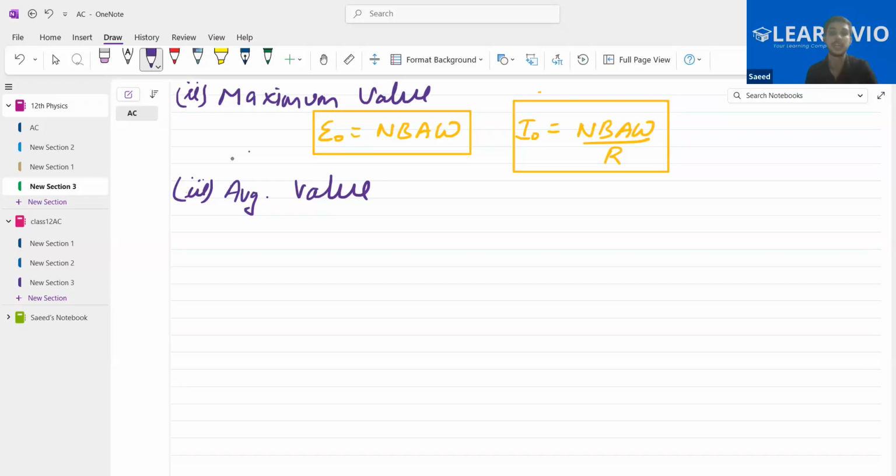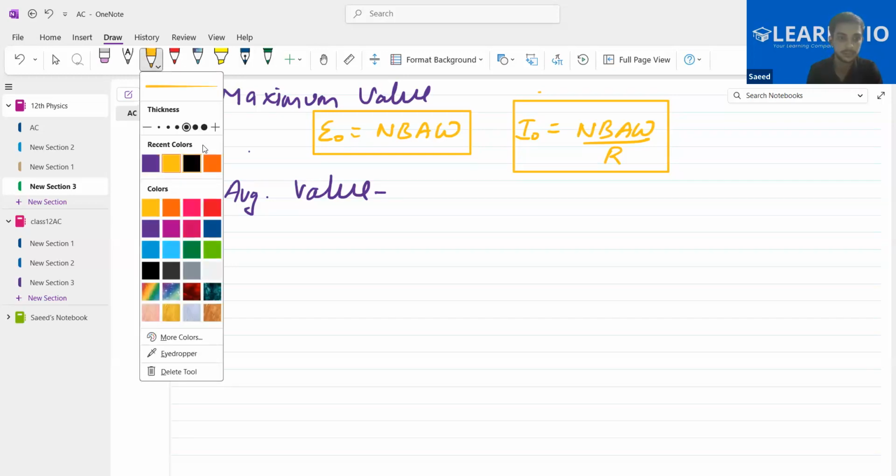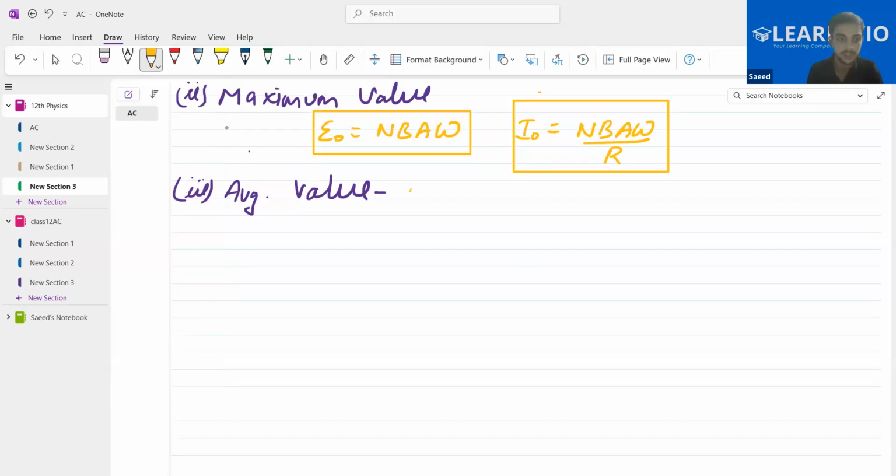And now we are on the average value. Do you know how the average of any function in mathematics is defined? Sum of all the values divided by the number of values. But is that true for continuously varying signals also?